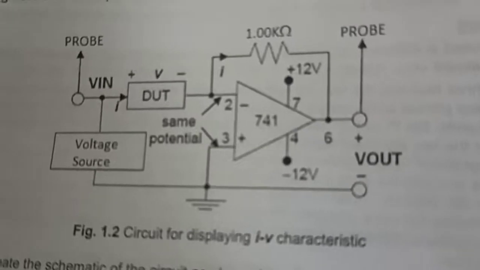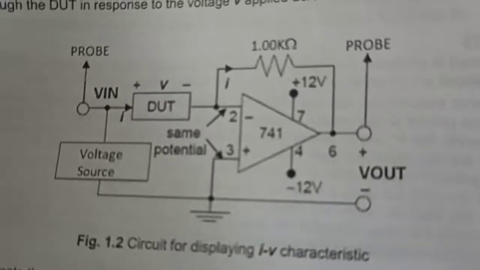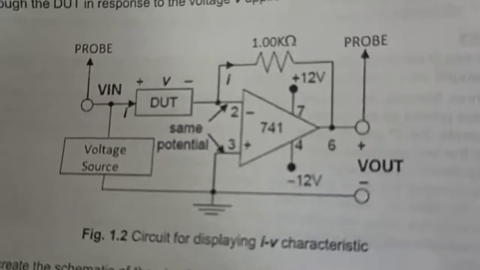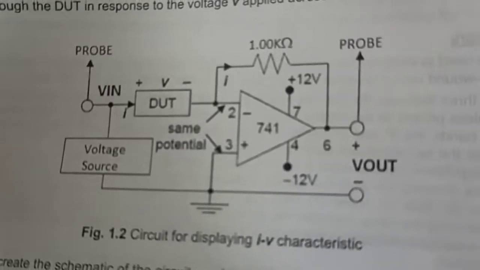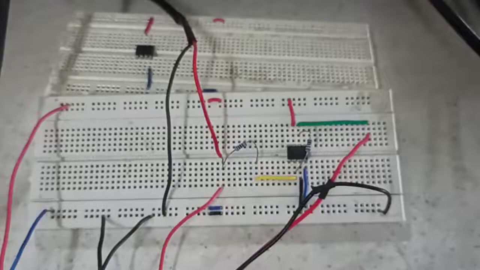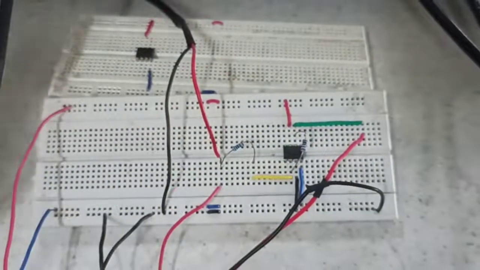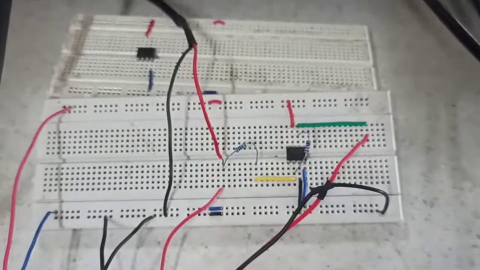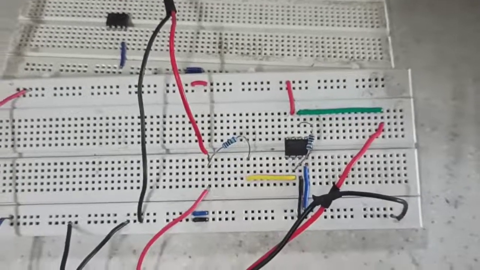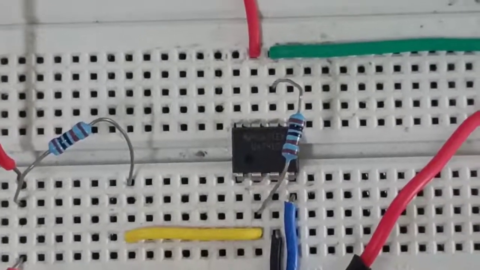This circuit will be used to display the IV characteristic curve of the DUT, that is device under test, on a DSO used in the XY mode. This is the hardware of characteristics of common passive device. You can see the 741 op amp. This is the op amp.